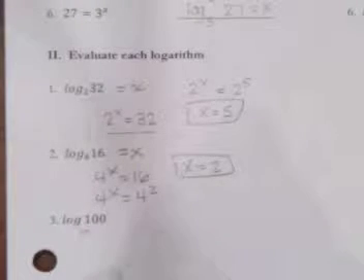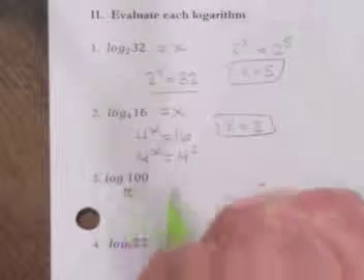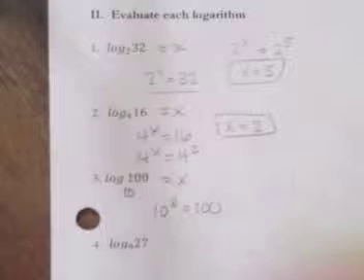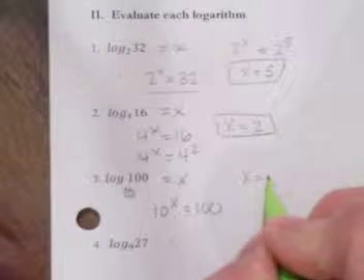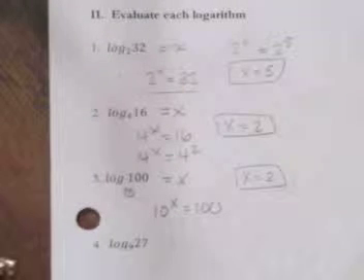Notice in number 3 there is no base, and we decided in the last video that when we didn't have a base, we were to assume that it was 10. So if I do that, I get 10 to the x power equals 100, and most of us would know automatically that x would have to be equal to 2. 10 squared is equal to 100.